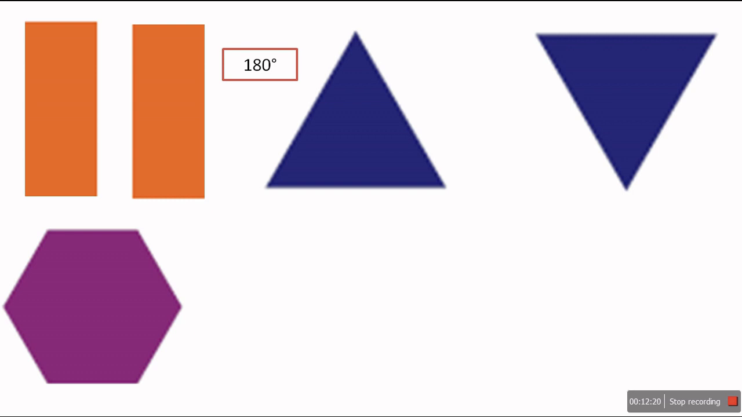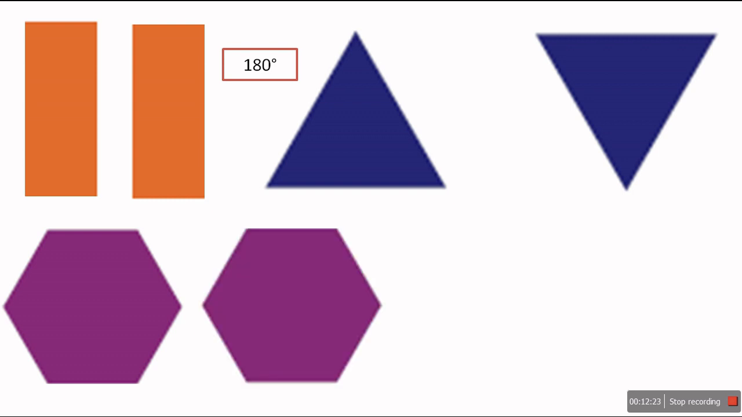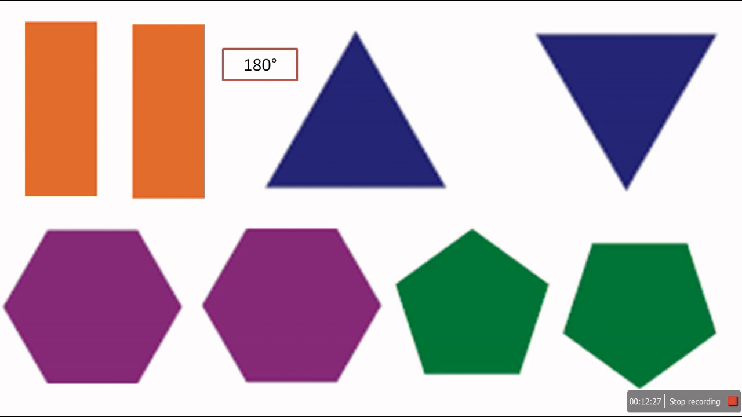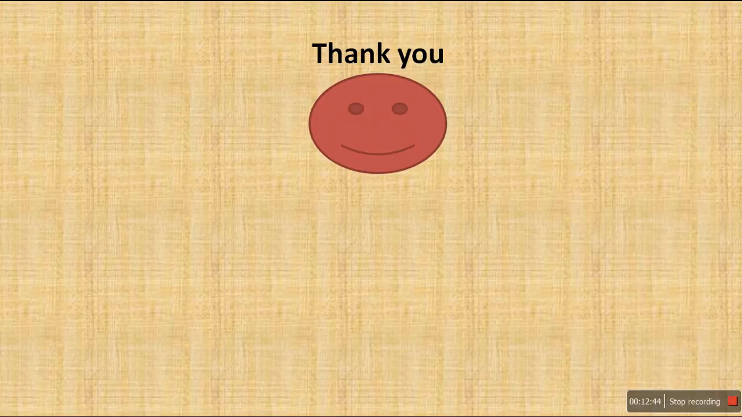Look at this hexagon. It will also not change after half turning. Look at this pentagon. The pentagon will change. One vertex up, but here one vertex down. So these are some shapes which change after a 180 degree or half turn, and there are some shapes which don't change after a half turn. So I hope you have understood some basic idea about the half turn.